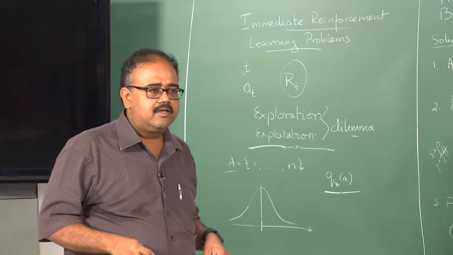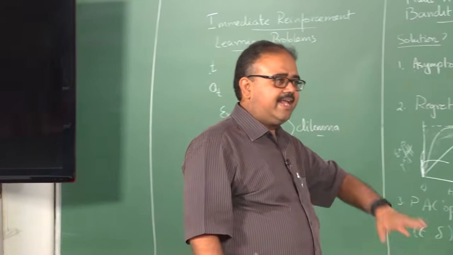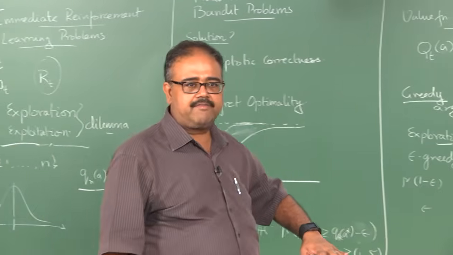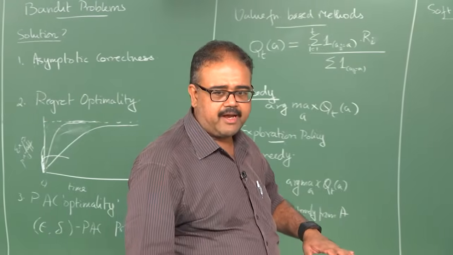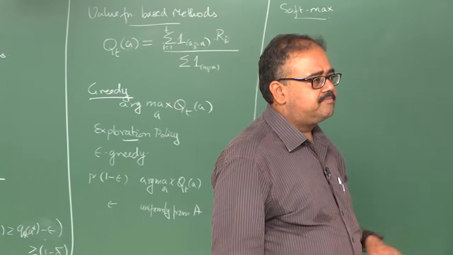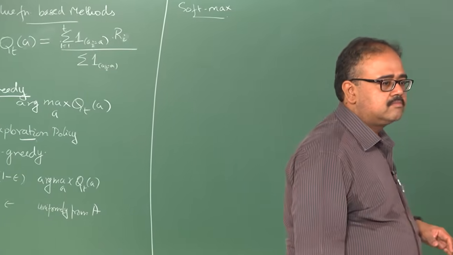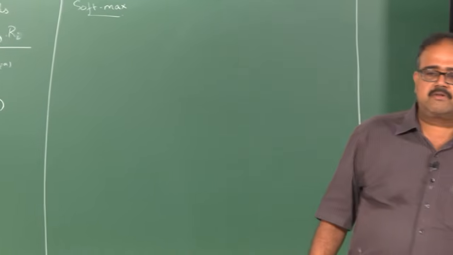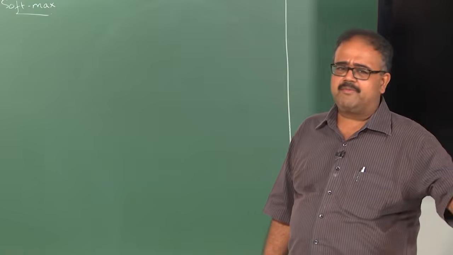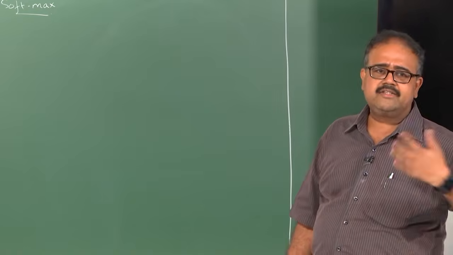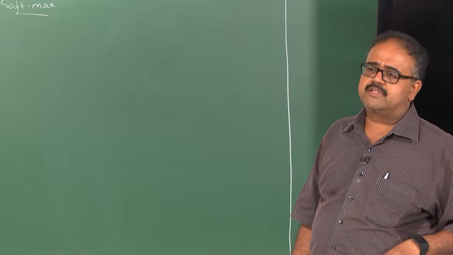Correct? But then if some actions are clearly bad, right? If I figure out some actions are clearly bad, I don't want to be picking them during exploration, because I know that they are bad. I really don't want to be picking them during exploration, or at least I want to reduce the probability of picking them during exploration.